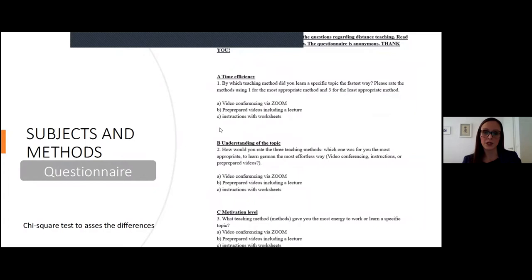The second criteria, understanding of the topic. Here I asked the pupils, how would you rate the three teaching methods? Which one was for you the most appropriate to learn German in the most effortless way? And the third criteria, motivation level. Here I asked the pupils, what teaching method or methods gave you the most energy to work or learn a specific topic?